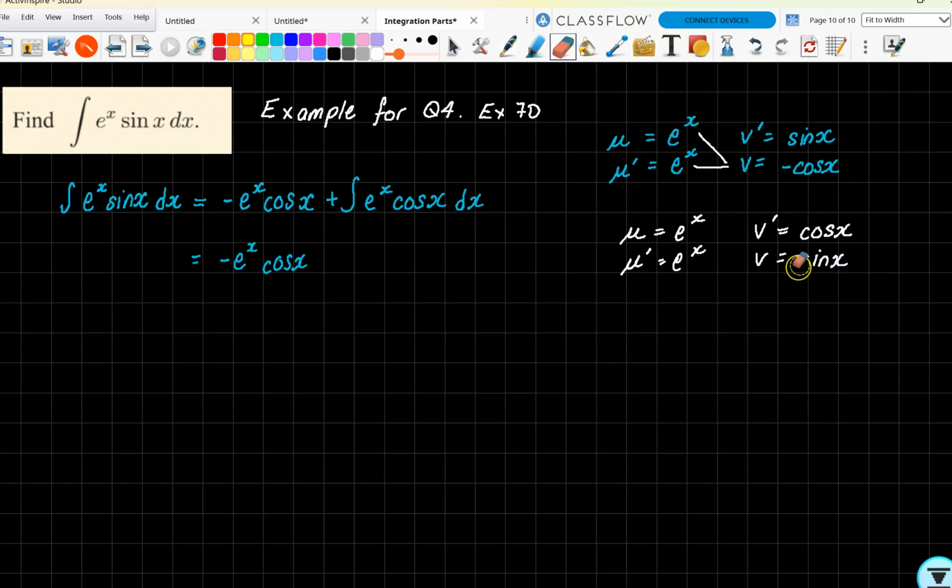Okay, so now, let's rewrite that. So now we have the cross again. Okay, so that's going to be plus the integral of e to the x times sine x, so e to the x sine x minus the integral of e to the x times sine x. Now this is where it's important that you have written this nicely.